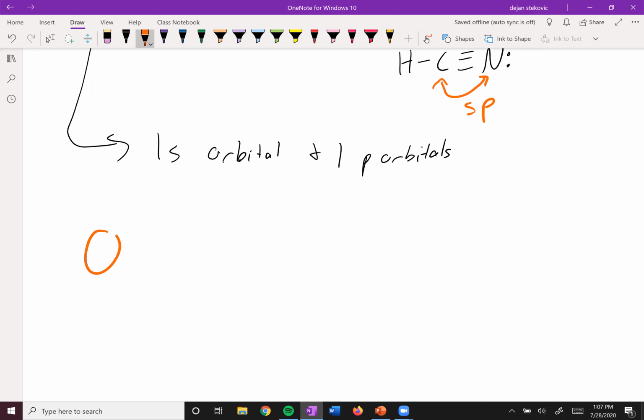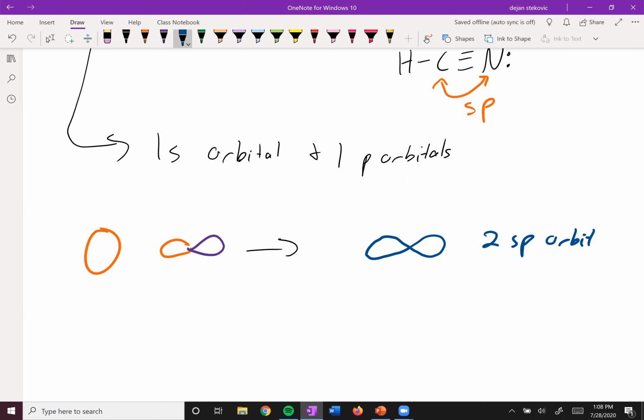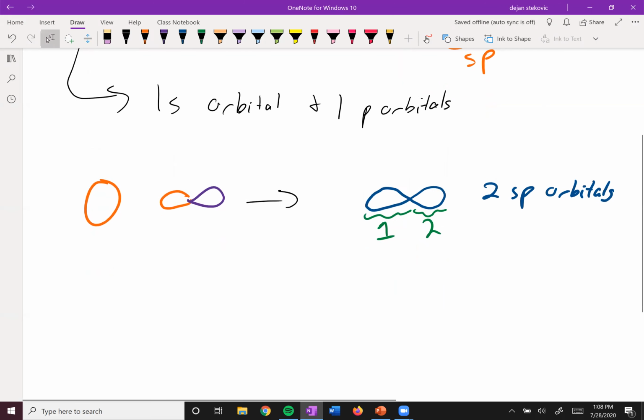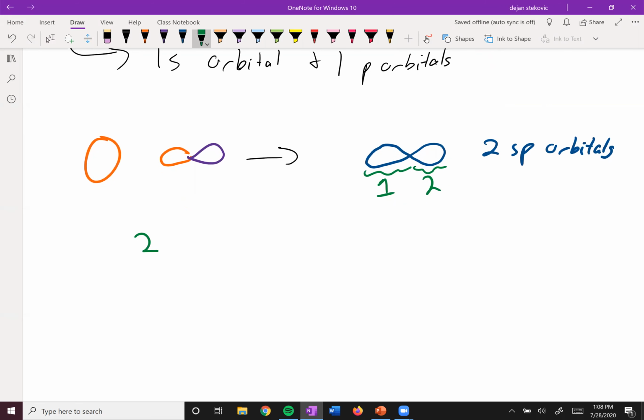And so what we have here is a sphere, and then one of our dumbbells, they mix together, and then what we'll get is essentially just another dumbbell, but this is two sp orbitals, right? So here's one of them. That's one orbital, and then the other side is a second orbital, right? And so then we have two leftover orbitals, and they're both p orbitals.